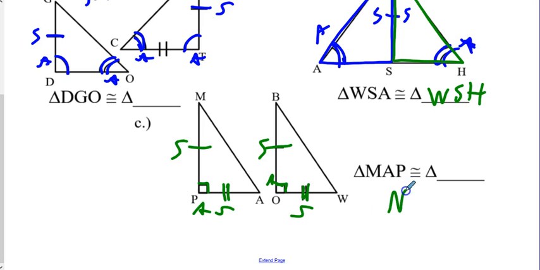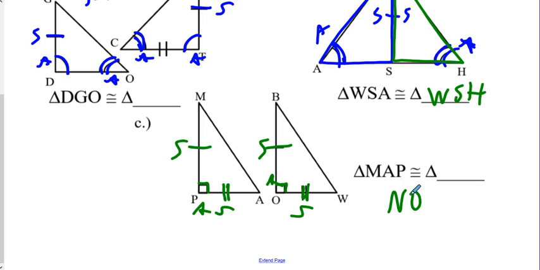Now, I'm only going to answer no here. I'm not going to put NP because it is provable. It is provable by SAS. But the question was, can you prove it by AAS? And that answer is no. But we could prove it by SAS, and we're going to do that just for extra practice.